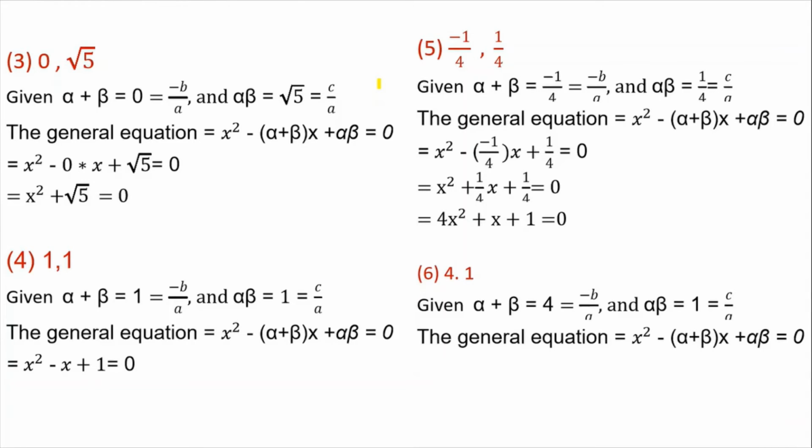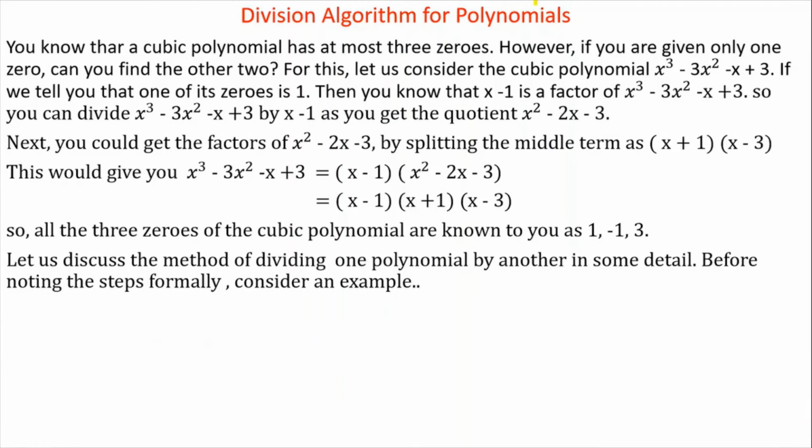Okay, if you substitute the values alpha plus beta and alpha beta in the given equation, then we are obtaining x square minus 4x plus 1 equal to 0. This is the resultant required polynomial equation. Okay. Use an algorithm for polynomials.